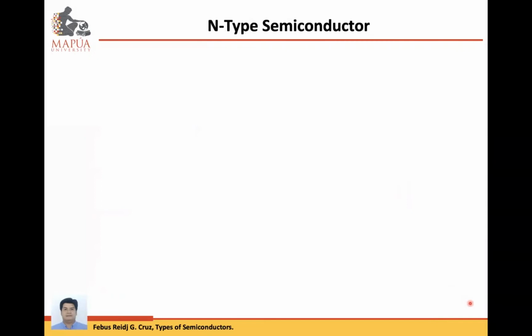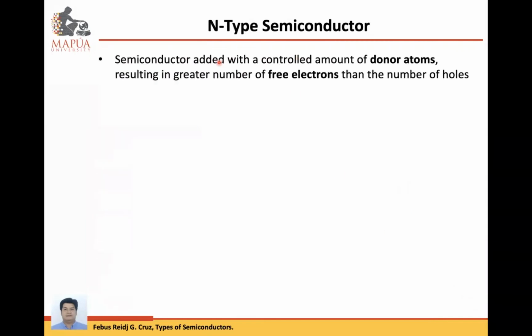Alright, so for the N-type semiconductor, it is a semiconductor added with a controlled amount of donor atoms, resulting in greater number of free electrons than the number of holes. So you have more negative electrons than positive holes. That's why the characteristic is referred to as negative type, or simply N-type. So to illustrate doping through the process of diffusion.